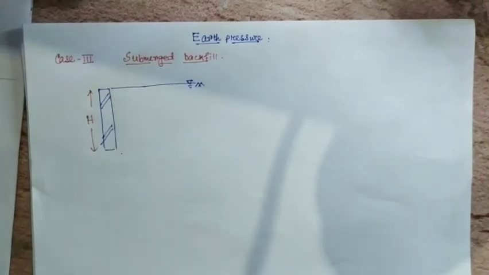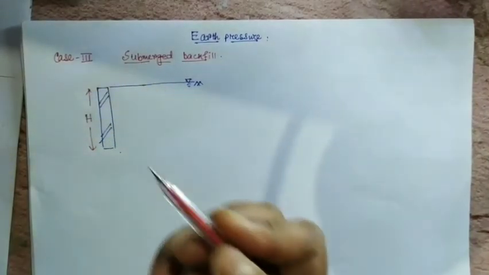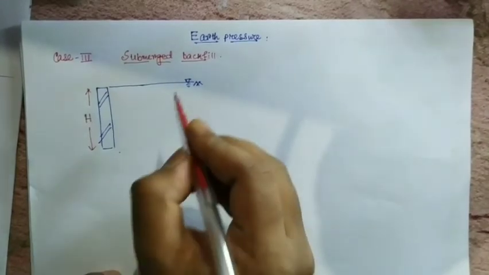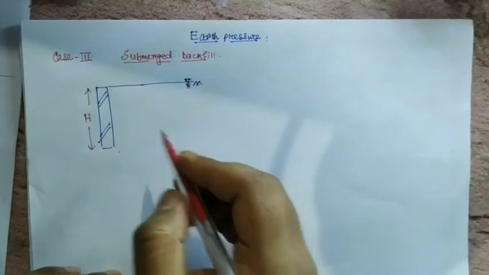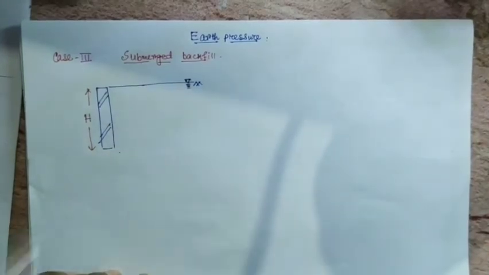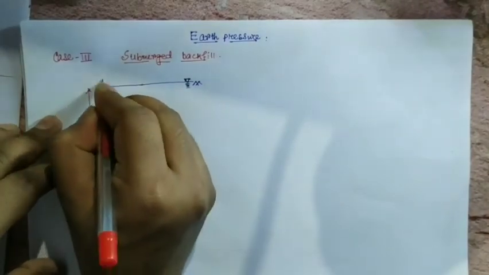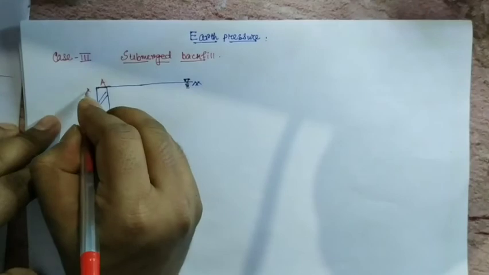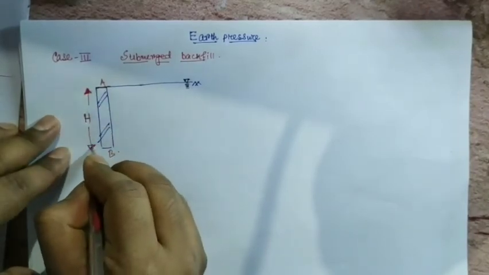Case 3 is when the soil is under water. That means submerged condition, submerged backfill. Submerged backfill means the soil is under water. So suppose this is the water table. This is the symbol of the water table, and that soil mass is underwater. So suppose this is a retaining wall AB, and H is the height of that retaining wall.